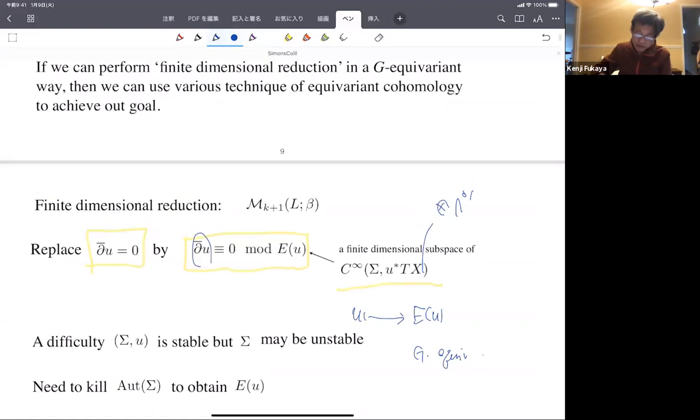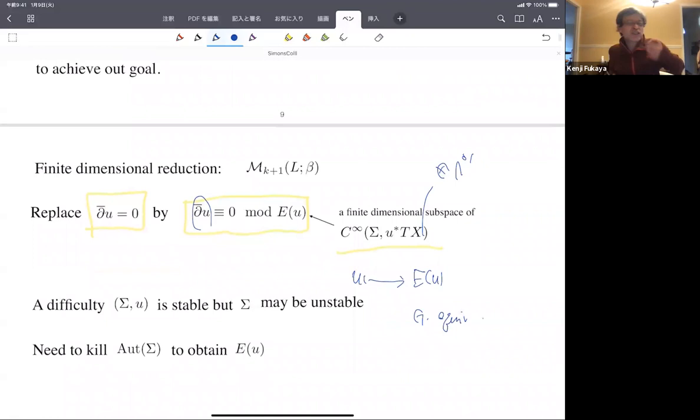And you can look at this in a paper I wrote with Ohta and Ono. We do it in some particular case of toric manifolds, and we spent a very heavy technical argument there. And that is the problem. And the difficulty is the following.